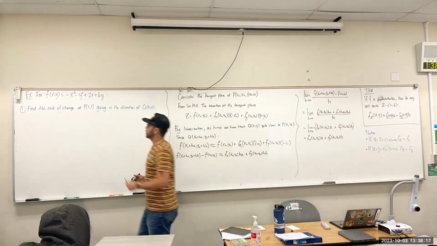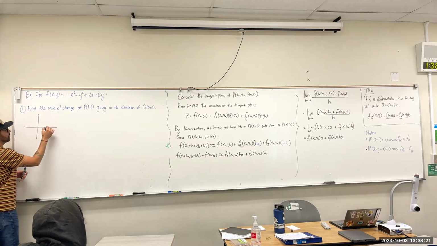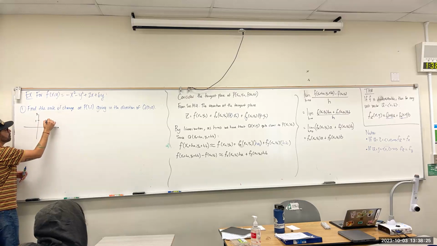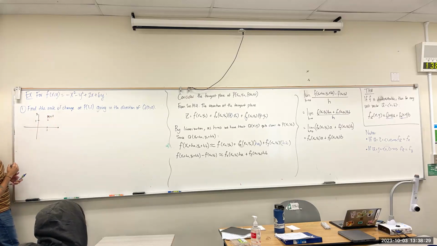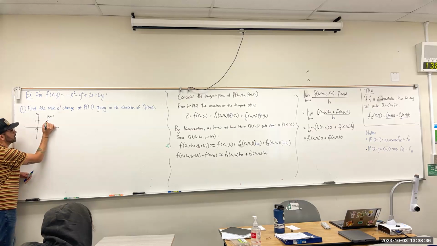So let's do a little picture first, to see what's happening. I've got 1, 1. This is my point P right here, and my point Q is the origin. And so I'm going in this direction like this.